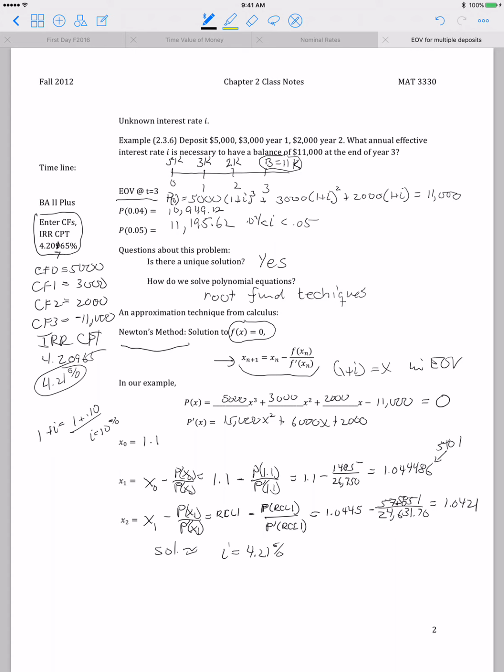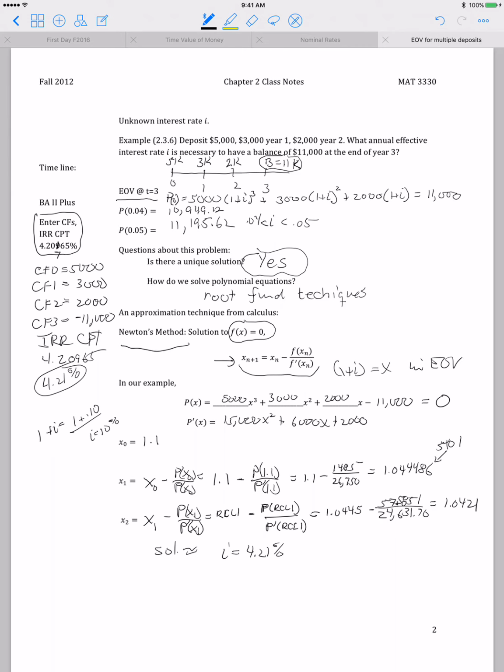The other thing I'll mention is we did answer that question about this problem having a unique solution. We said it was yes, and this will be a topic for the next section. How was I able to answer that question yes? We will explore that later.